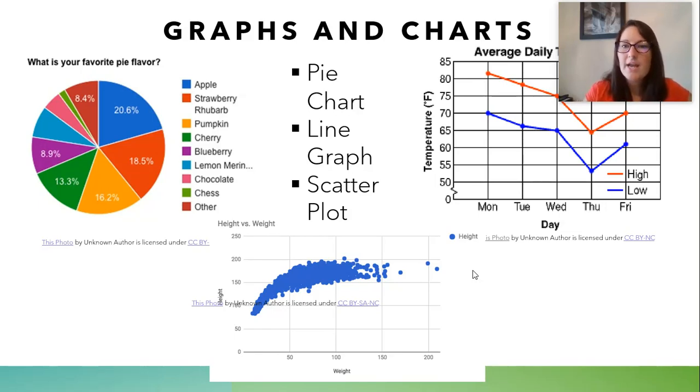And then we have our line graph, which is the one that's by my picture. This line graph is showing you the daily average temperatures. So Monday through Friday, and the red line is your highs. And then the blue line is your low temperatures. So on Monday, the average daily temperature would be around 82 degrees. The low for Monday would be 70 degrees. Tuesday, the high temperature, the average would be 76, and the low is going to be around 66.